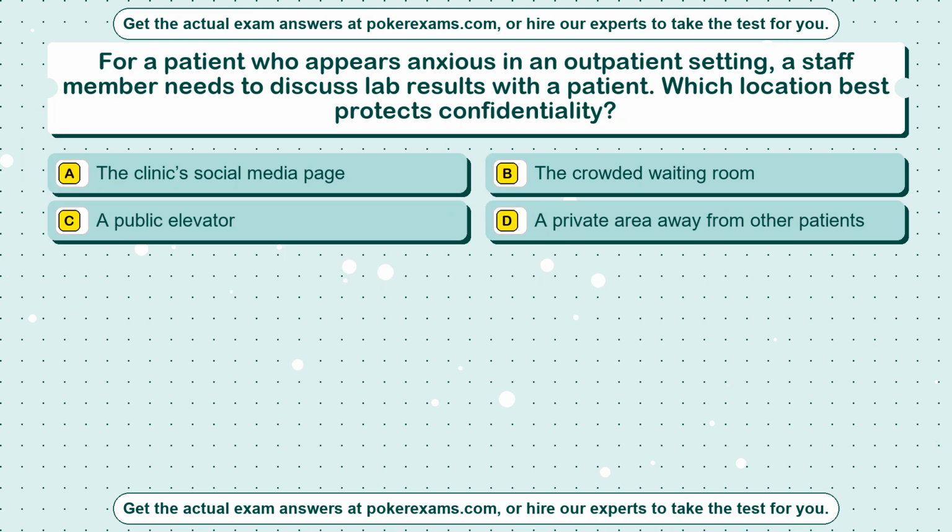Question 74. For a patient who appears anxious in an outpatient setting, a staff member needs to discuss lab results with a patient. Which location best protects confidentiality? Option A. The clinic's social media page. Option B. The crowded waiting room. Option C. A public elevator. Option D. A private area away from other patients.